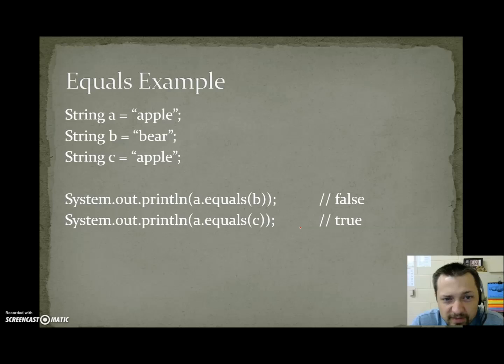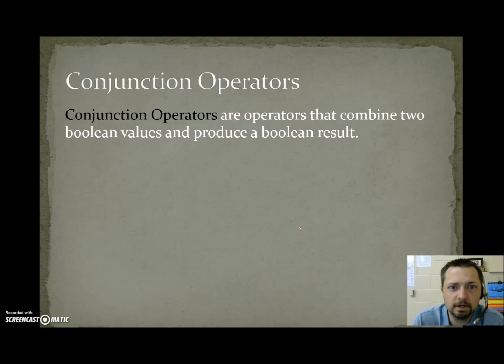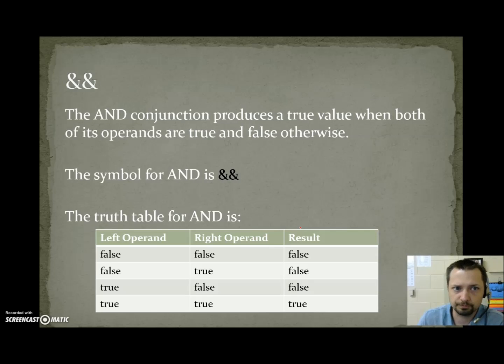Equals. We have A as apple, B as bear, and C as apple. Does A equal B? In other words, does the text of A, apple, match the text of B, bear? No. That'll give us a false. A dot equals C. That'll give us a true, because the text of A is apple, the text of C is apple.